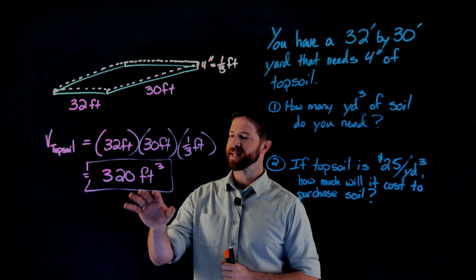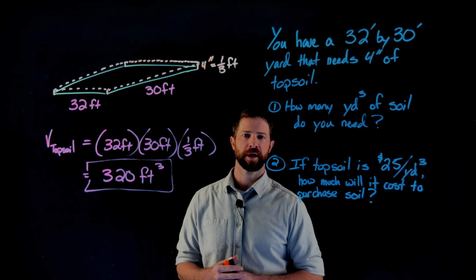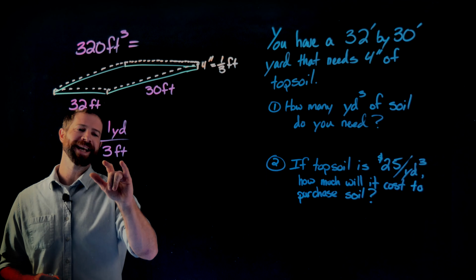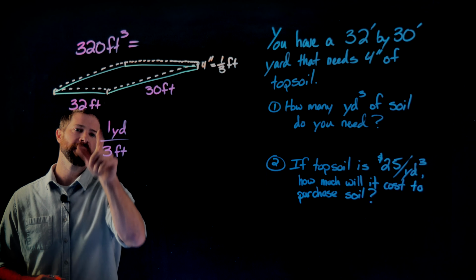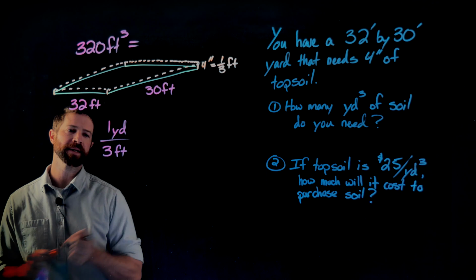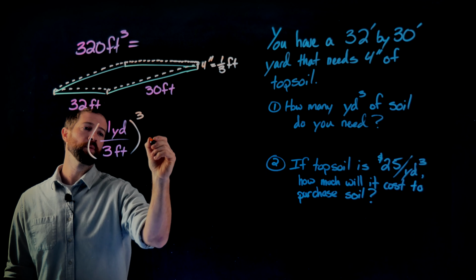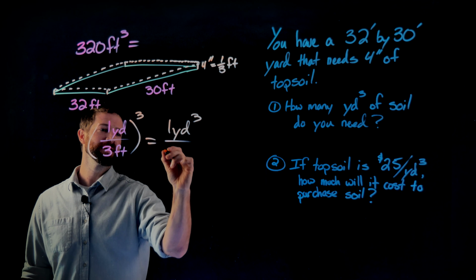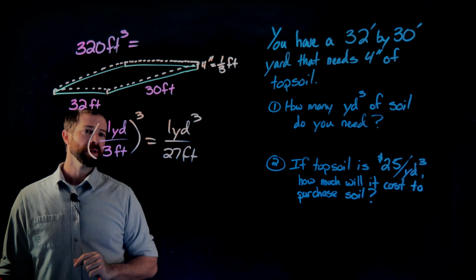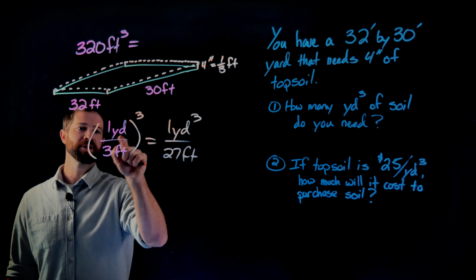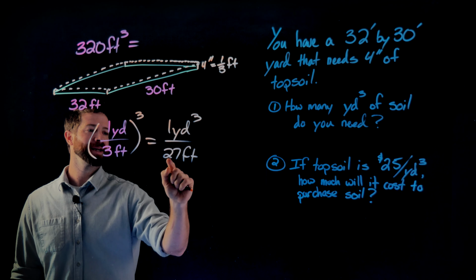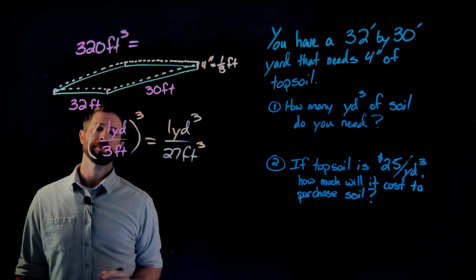We need to translate those cubic feet into cubic yards. In order to translate cubic feet into cubic yards, we take this linear conversion rate of yards into feet, and we need to cube it. When we cube this conversion rate, what we'll get is the conversion rate for cubic yards into cubic feet. Again, when I'm cubing this, I'm cubing each of the coefficients and I'm cubing the units to get 1 cubic yard is 27 cubic feet.